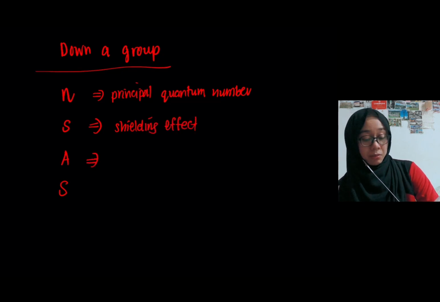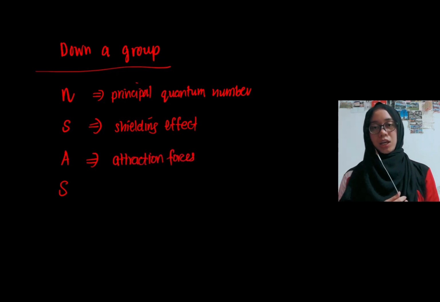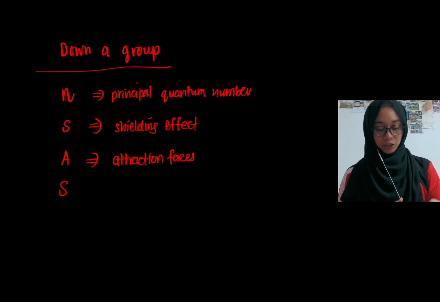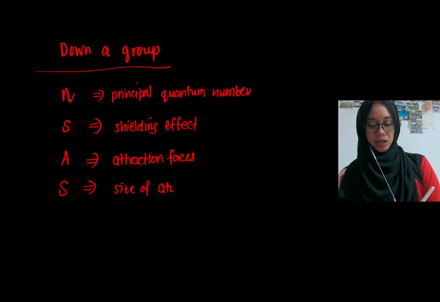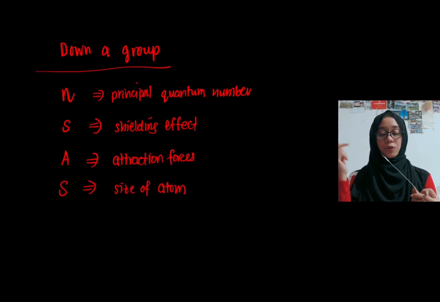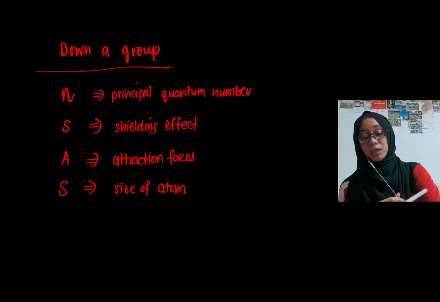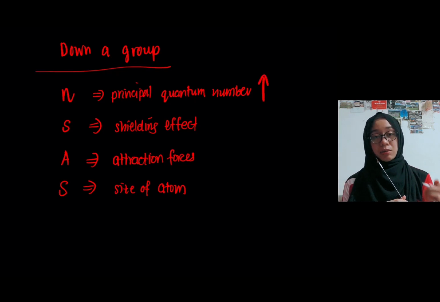And then A, again macam biasalah, A adalah attraction forces between the nucleus and also valence electron. And then kita ada S kat sini adalah size of atom. Okay, jadi apa yang berlaku sebenarnya going down the group? So going down the group, the principal quantum number increases. Okay, sebab period 1 bermaksud ada 1 shell, period 2 ada 2 shell, period 3 ada 3 shell. So menunjukkan going down, principal quantum number increases.